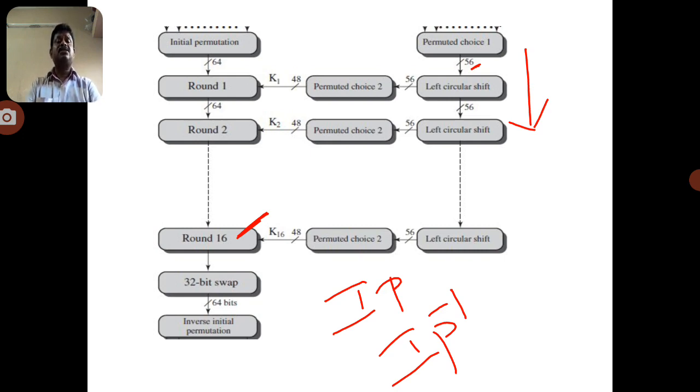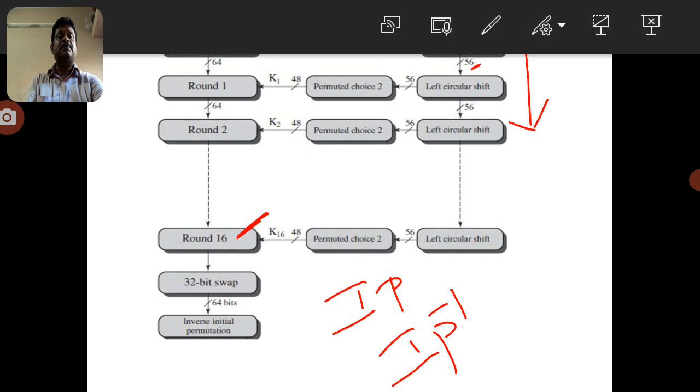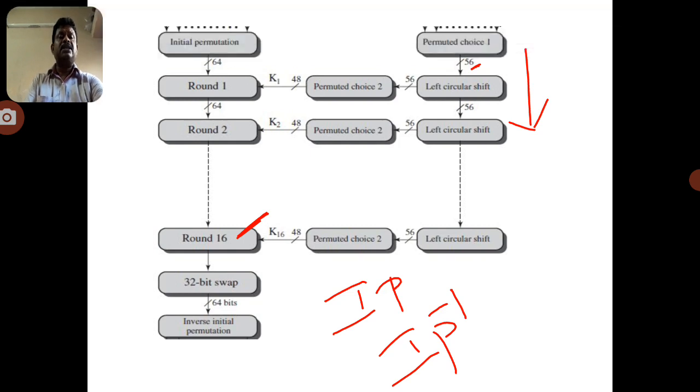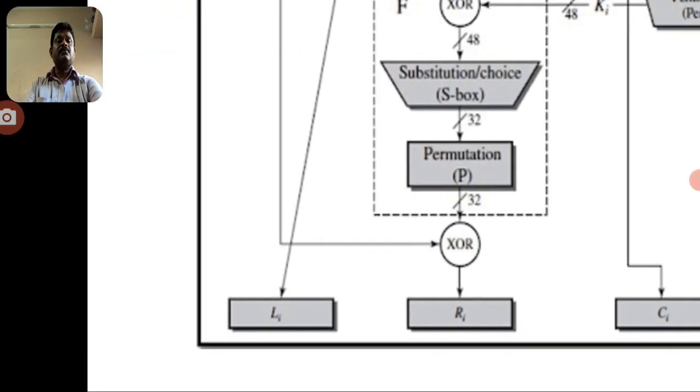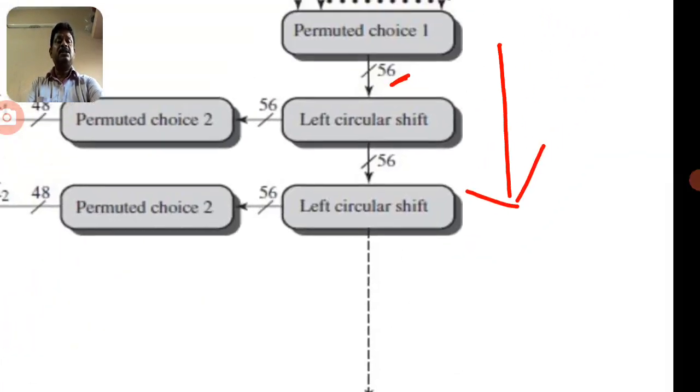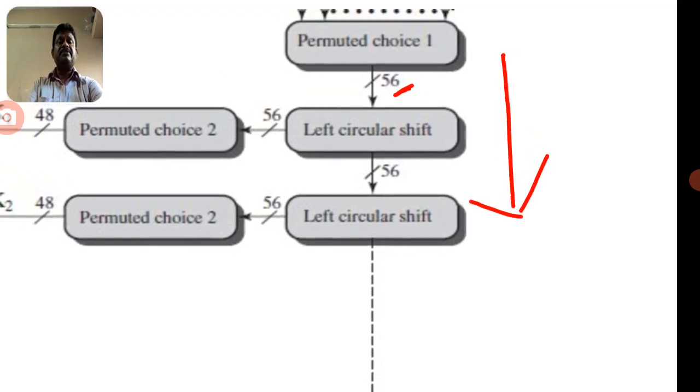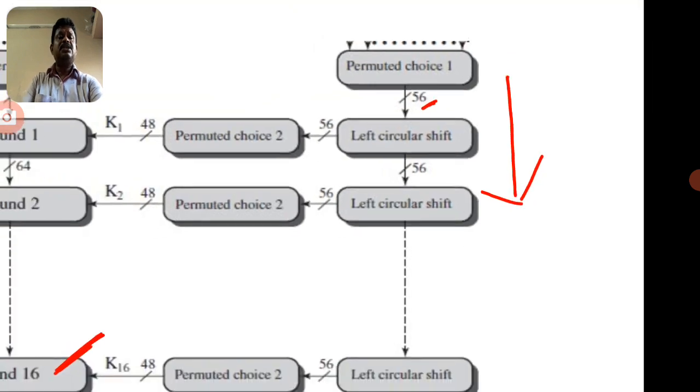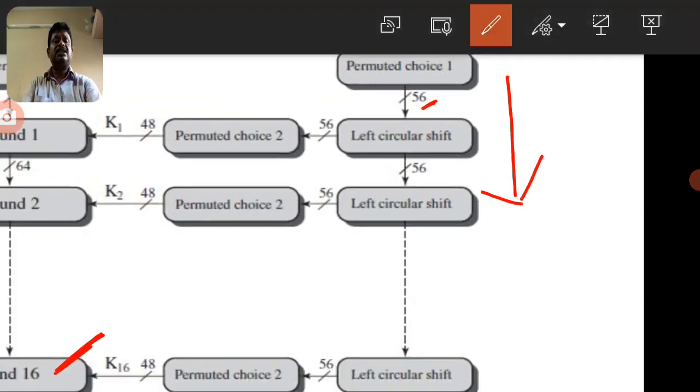Those 56 bits are taken and applied to the initial permutation. Here you can observe the initial permutation. So the initial permutation takes the 56 bit data, and next we apply the left circular shift operation. So the left circular shift is a different operation, which identifies the shifting operation.